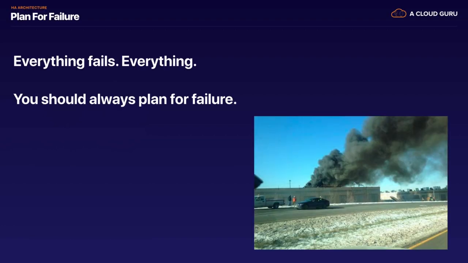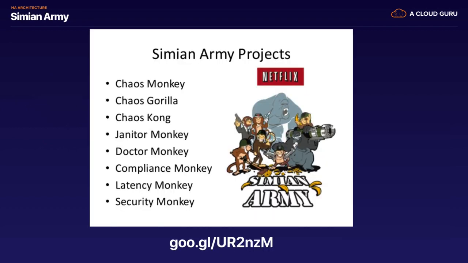The very first fundamental principle when thinking about HA architecture is you need to plan for failure. Everything fails, literally everything, and you should always plan for failure. This is a real picture of one of Amazon's data centers on fire. Now, this data center was actually under construction. It wasn't a live one, but one of their data centers did catch fire. I think it was in Virginia. I can't quite remember. But natural disasters and things do happen, so you should always plan for failure.